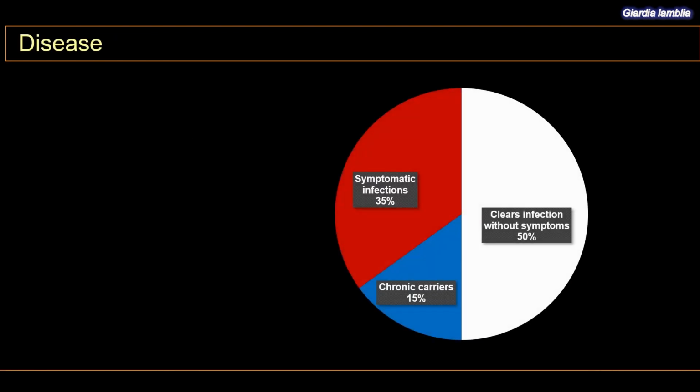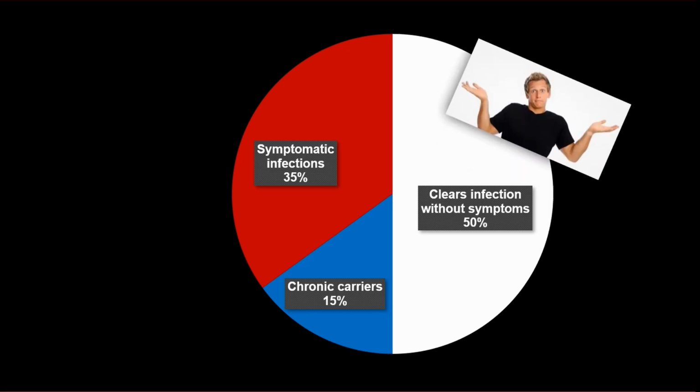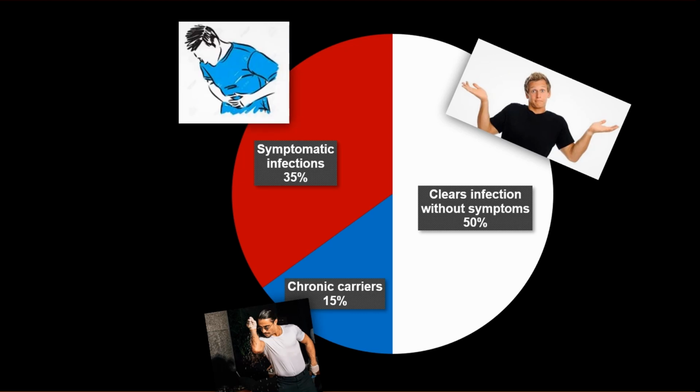The presentation of giardiasis varies according to Giardia type, the host immune response, and other variables. Generally speaking, about half of infected patients clear the infection without producing significant symptoms. About 15% become carriers, continually shedding infective cysts in their stools without causing discernible symptoms for more than 6 months. This is especially concerning with food handlers who do not get tested, as they can cause outbreaks without anyone's knowledge. The remaining 35% of cases become symptomatic.